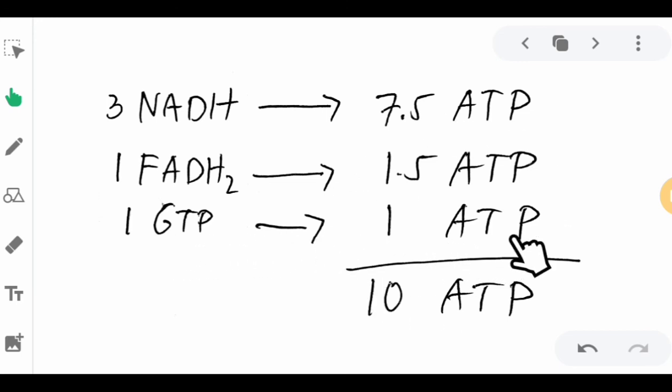So overall, the total number of ATP produced in the common metabolic pathway, if you add that, is 10 ATP. Meaning to say, one acetyl-CoA that will undergo the process in the citric acid cycle can produce 10 ATP once it reaches the electron transport chain and oxidative phosphorylation. So that is all for this ATP production for the common metabolic pathway.